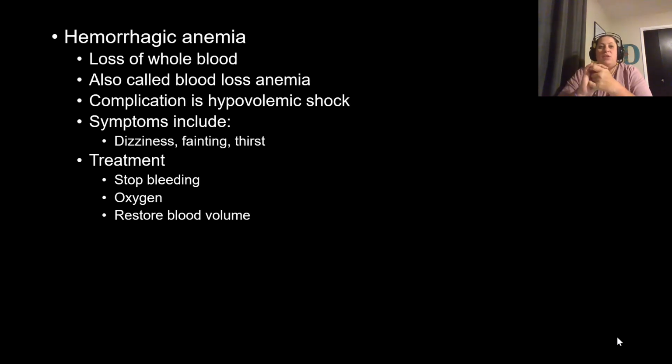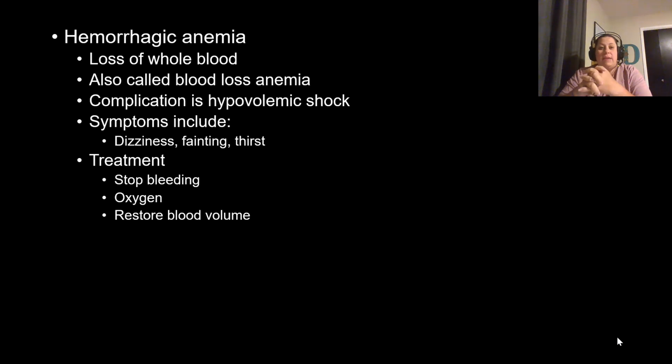Another type of anemia is hemorrhagic anemia. This is loss of whole blood. This means you're hemorrhaging, you're losing blood quickly. This is going to cause a complication we call hypovolemic shock. It can send your body into shock because you've lost so much blood so quickly.